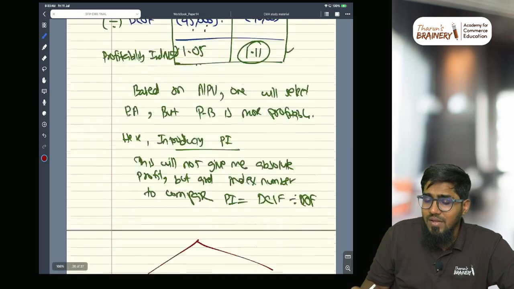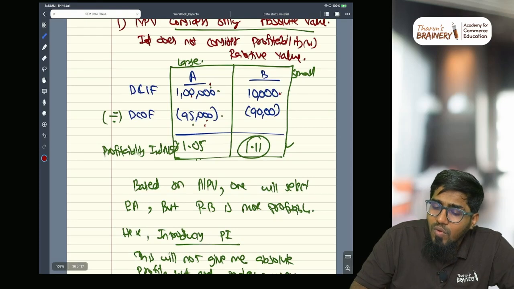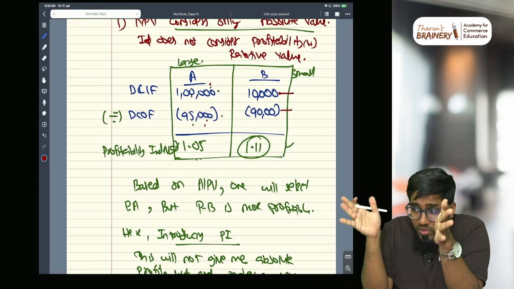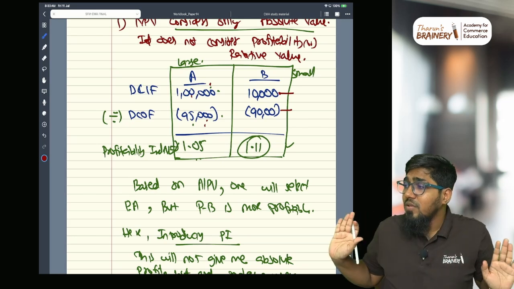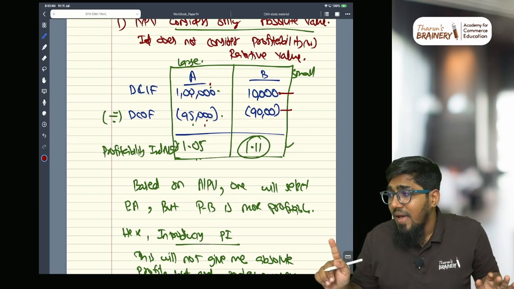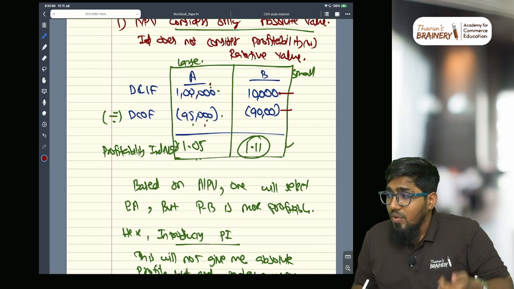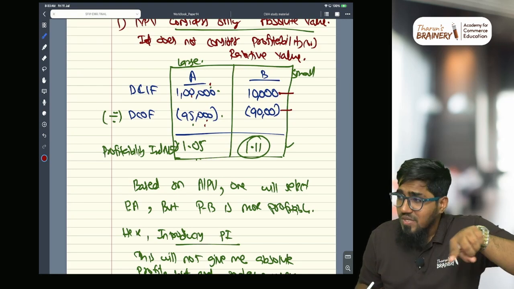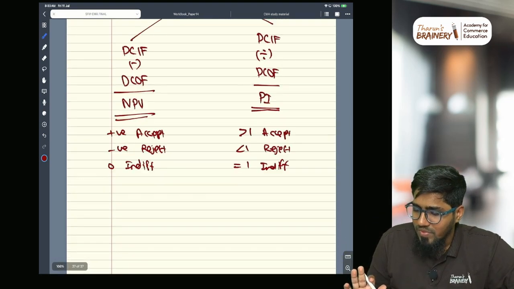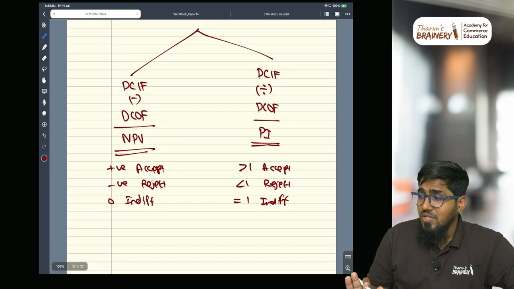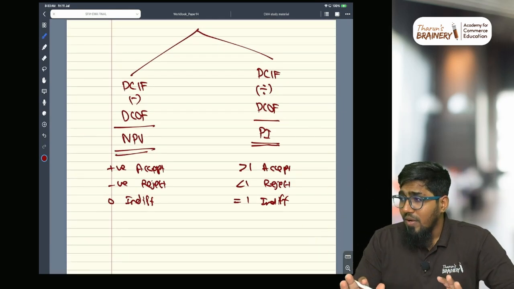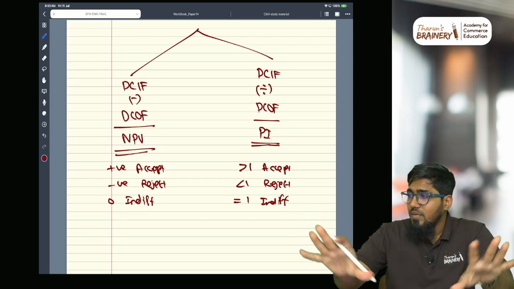Why? If your discounted cash inflow and discounted cash outflow are both the same, then your profitability index will be equal to 1 and your NPV will be 0, because inflow and outflow are the same. NPV is 0 and profitability index is equal to 1. So this is just an overview of how you have to see NPV and profitability index together.